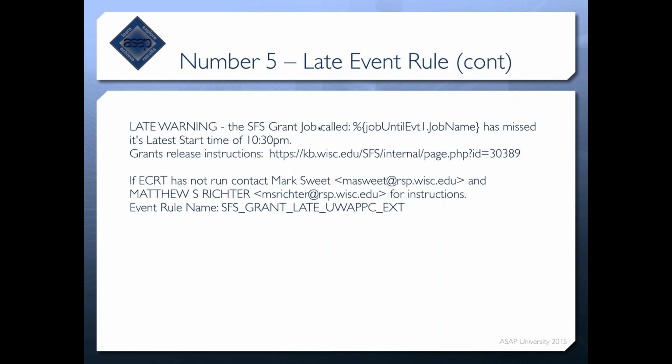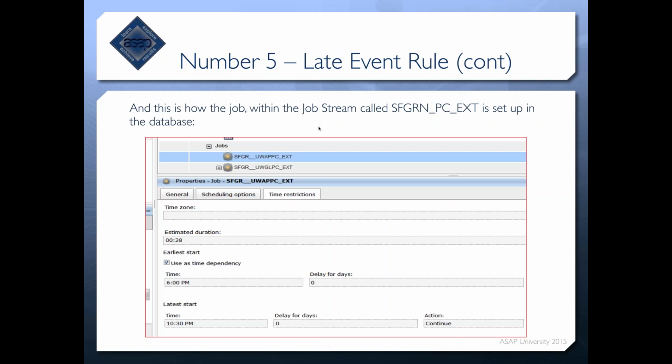So then we also identify here that if this certain process does not run, then go ahead and contact these people here. And so within the job stream, the way we set this up, which I'm sure a lot of you set this up, but not everybody, we have the latest start time identified as 10:30 p.m. And then, of course, the action is still continued, but that's where we get the notification. That's the event that we're looking for, to notify them of this different process, this change that they have to take care of.